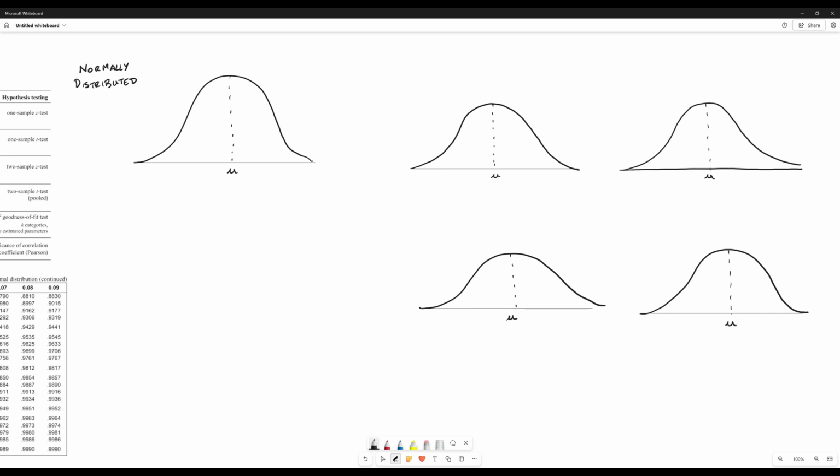So for Z scores, basically, big hint. If it says normally distributed, that means you're going into Z scores. You're going to use your mean, your standard deviation, all that type of stuff.